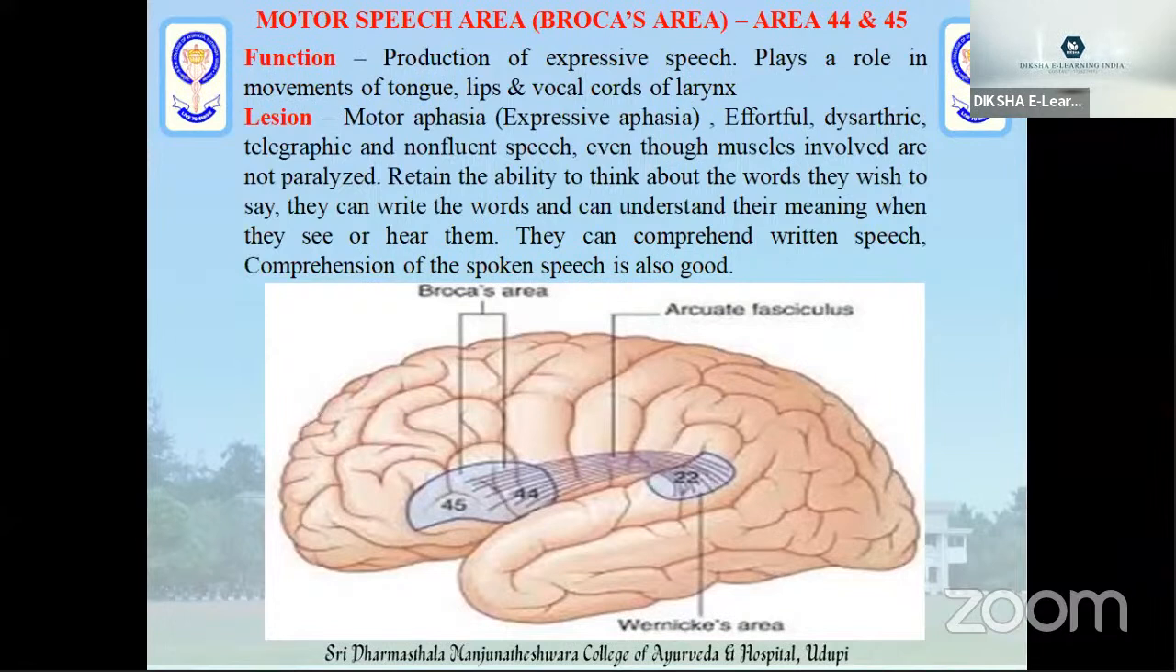They can write the words and can understand their meaning when they see or hear them, but they cannot express. They can comprehend, meaning they can grasp the written speech and the spoken speech also. The grasping power is good, but expression is difficult. In a lesion of Broca's area, it is called expressive aphasia, and non-fluent speech will be there.